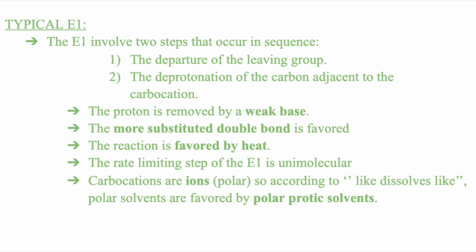The rate limiting step of the E1 reaction is unimolecular, meaning it's only determined through one molecule. And finally, carbocations are ions that are polar. So if we follow the rule of like dissolves like, the solvent used in an E1 reaction is a polar protic solvent.